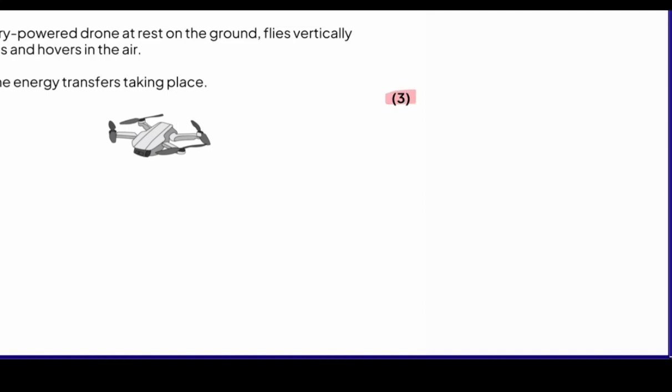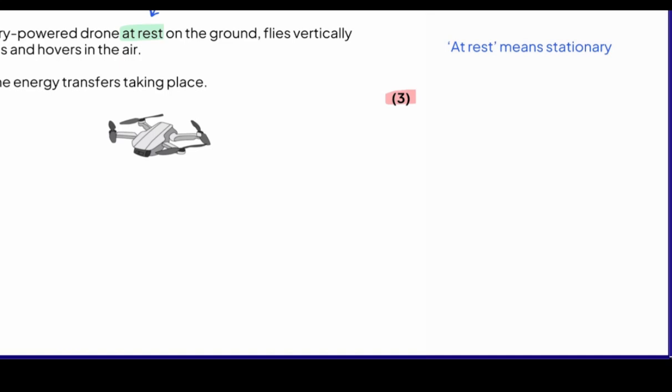Let's make sure we understand the scenario. The drone is initially at rest on the ground. At rest means that it's stationary, it's not moving. The system here is defined as the drone flying vertically upwards from its stationary position and hovering there. So we need to identify the energy transfers taking place just for that piece of motion.